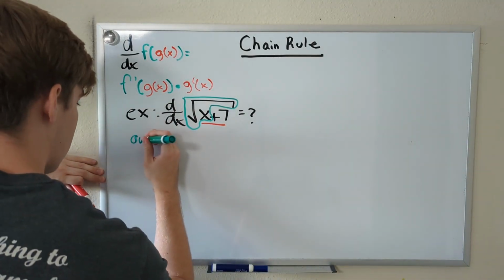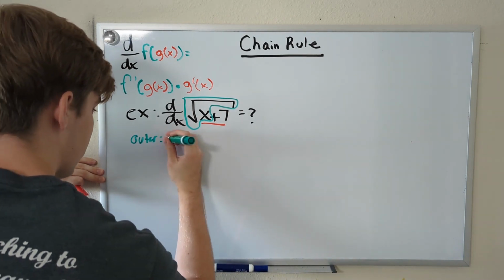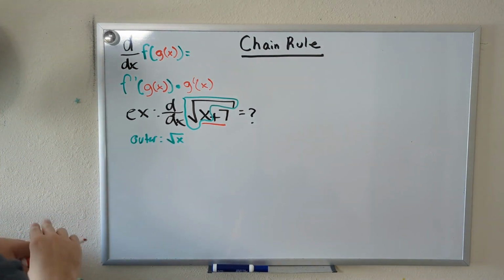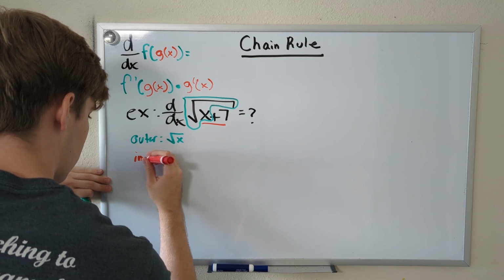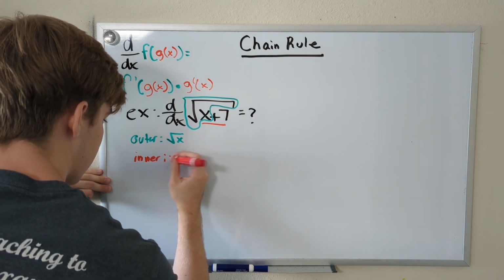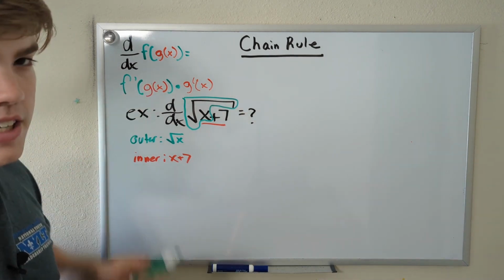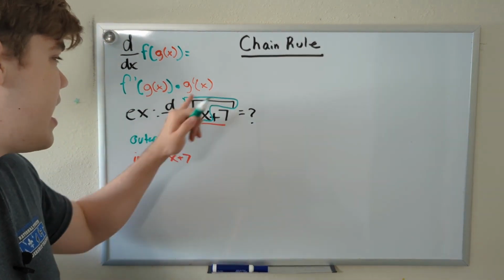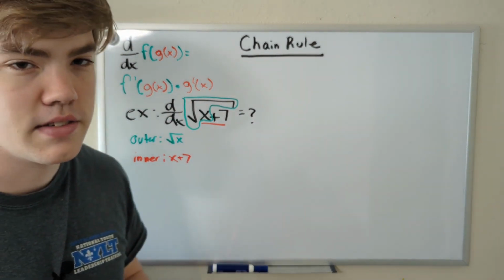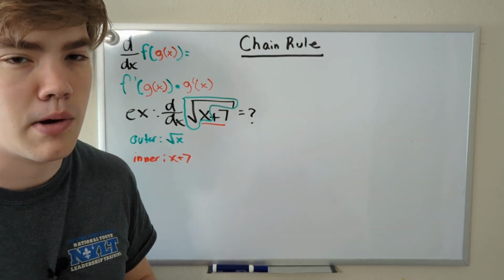Let's write that down here. The outer function is the square root of x. And the inner function is x plus 7. Now, in order to use the chain rule, we need to both find f prime of x, in other words, the derivative of f of x, and g prime of x, also known as the derivative of g of x. So let's do that real quick so that way we can just plug them in.